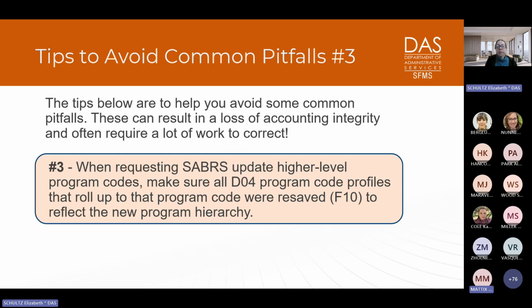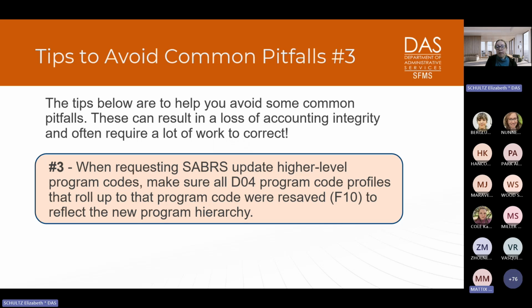The other thing to check for, SABRS is looking for this. SFMS is also looking for this. When DO4 changes are made, if you're changing the roll up of how the program codes report and roll up on your ORBITS alignment spreadsheet, SABRS needs to make sure to resave any codes that, if there's a level 3 program code that's going to be changed, any level 4 codes that point to it also have to be resaved for it to accept that new program hierarchy.